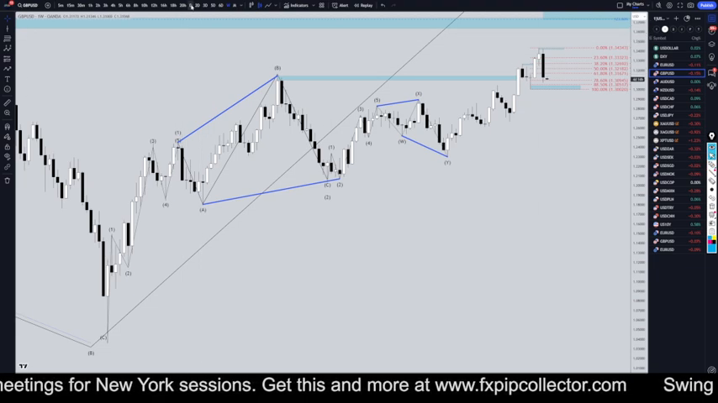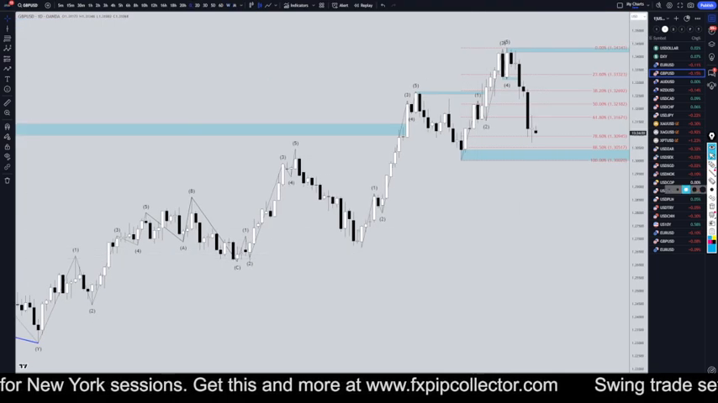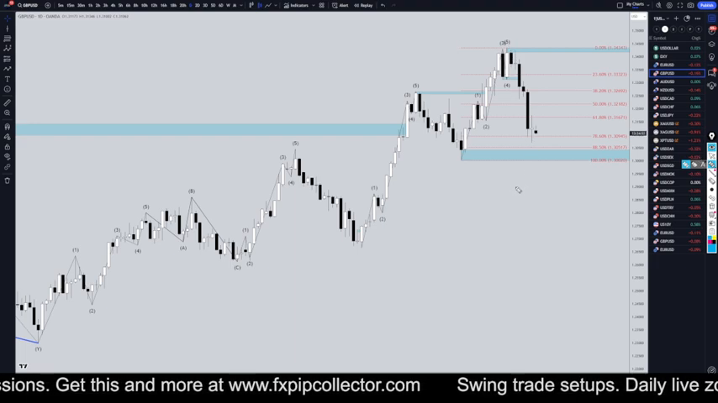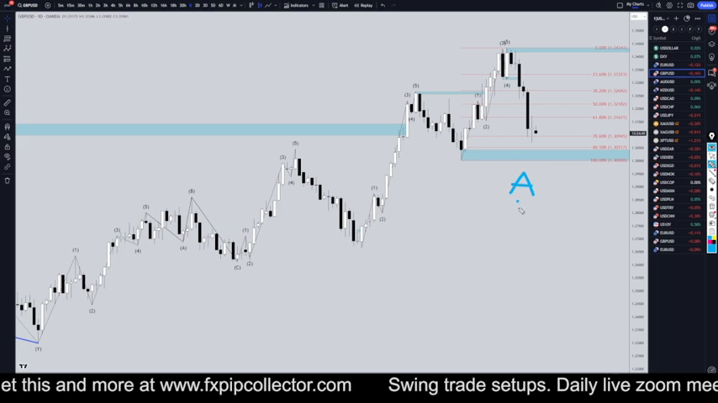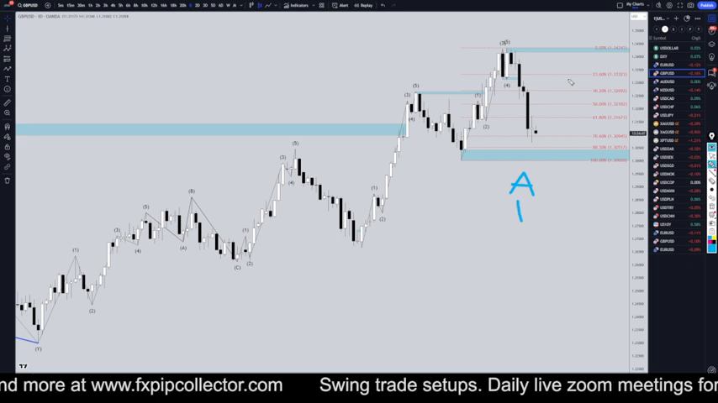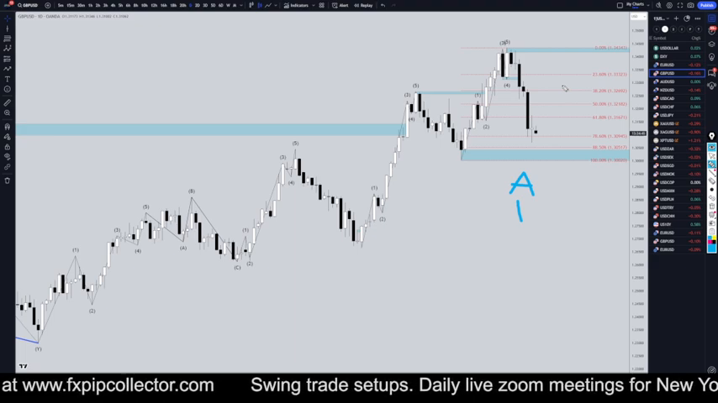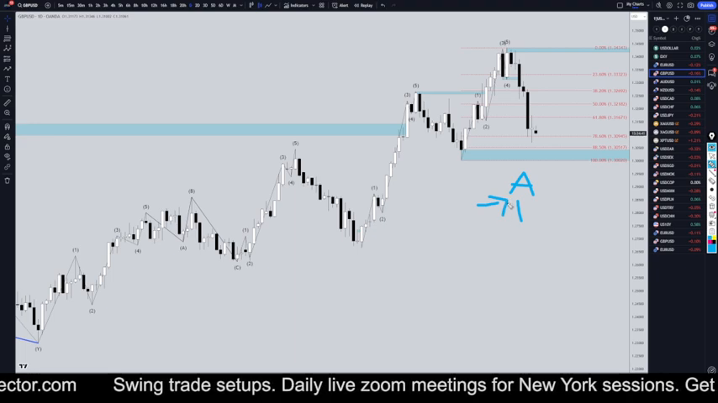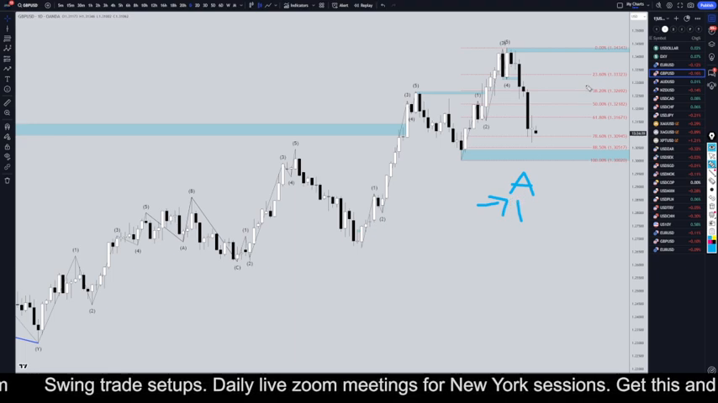So taking it down to the daily time frame. On the daily time frame, very strong move to the downside. I won't deny that. I would call it either a wave A or a wave 1. Next move up should be either a wave B or a wave 2. The trading strategy is exactly the same for an A and a 1. The trading strategy is exactly the same for a B and a 2.